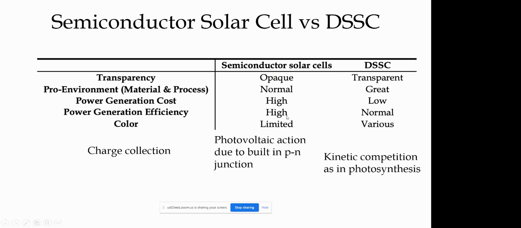Power generation efficiency is still relatively high in semiconductor, homo or heterojunction based solar cells. However, here people have achieved competing efficiencies with respect to the semiconducting solar cells. There is potential. Here we are working with a PN junction, whereas in this case, charge collection is not based on the PN junction, but on the competing kinetics of the electron transport materials. This is how a dye-sensitized solar cell works.